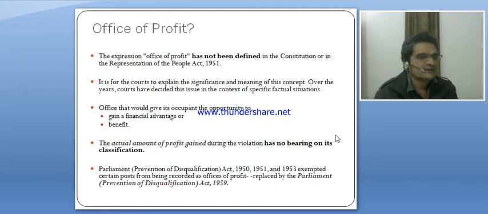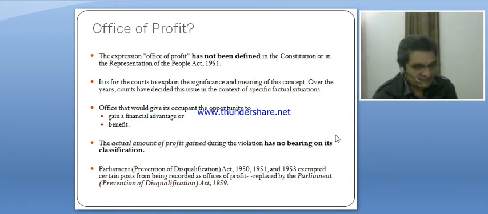As I said, if the office is capable of giving you the advantage or the benefit, then it may come. I'm not saying it shall come, because it is for the court to look into the matter. It is for the adjudicating bodies to look into it. They will go into the facts and circumstances of the case. Each case has to be decided on merit, and they will finally give their judgment whether this office is or is not an office of profit.